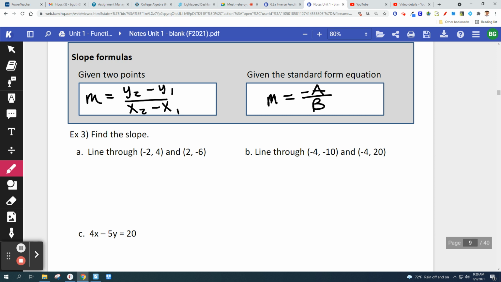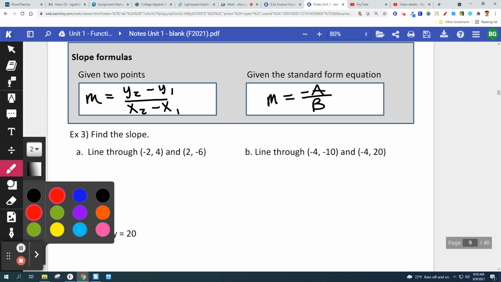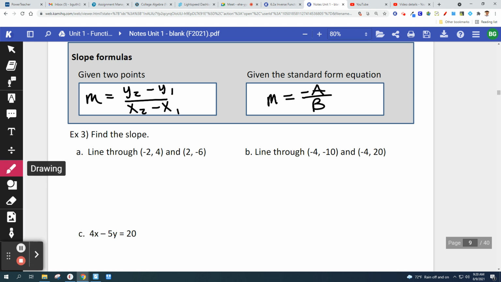So we look at example 3, find the slope, and this problem feels very familiar and very comfortable. We've got an xy point, we've got a second xy point. So we've got 2 points. We use the slope formula.